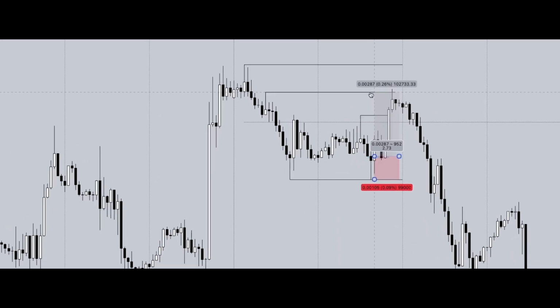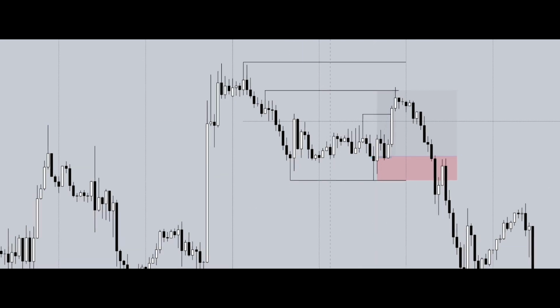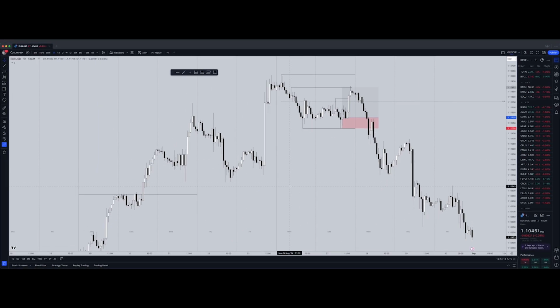So we close off out here, and then we could have set our stop loss to break even, and we would have come back down and been stopped out on our last remainder of the position. So that's our first entry model there.